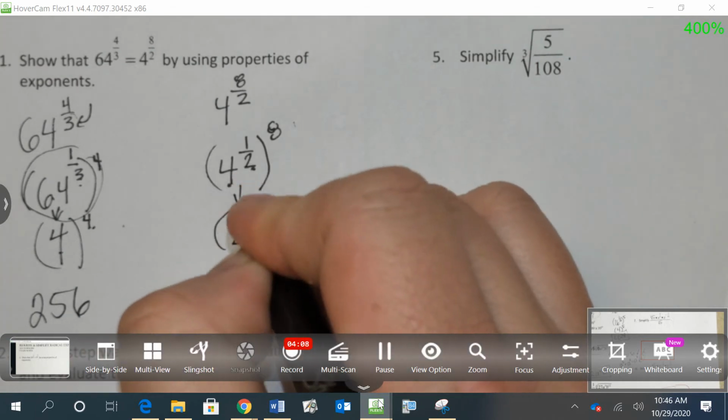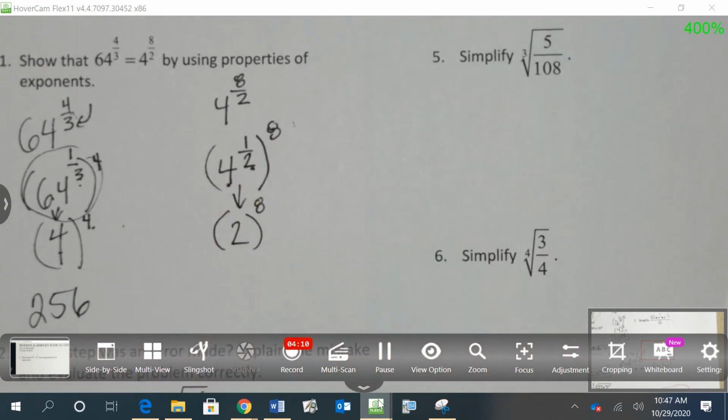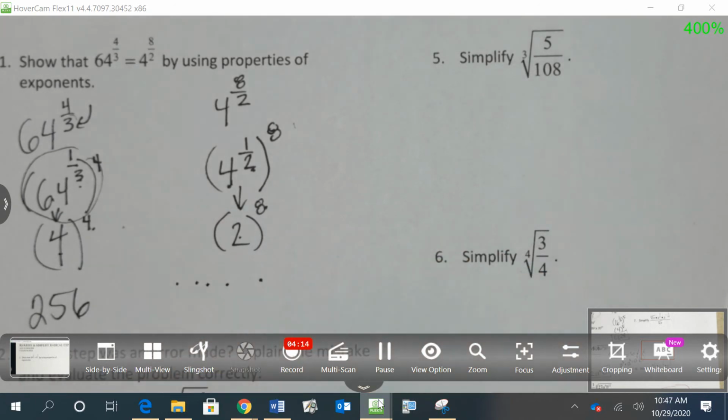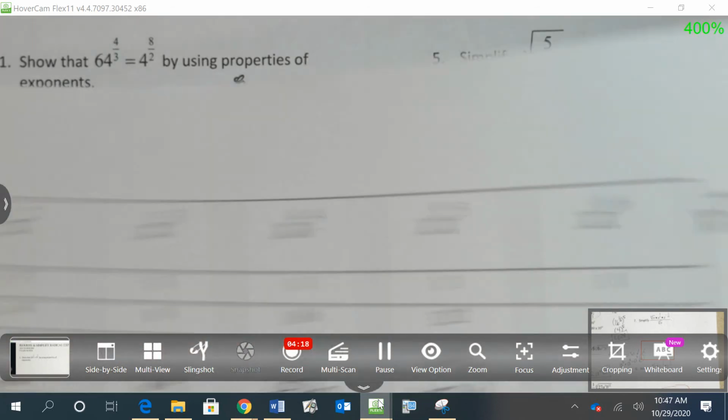So this equals 2, and now I'm going to apply it with the 8. This means 2 times itself 8 times. 2 times 2 times 2 times 2 times 2, 8 times. Again, could you use a calculator? Sure, but they want us to use properties of exponents.